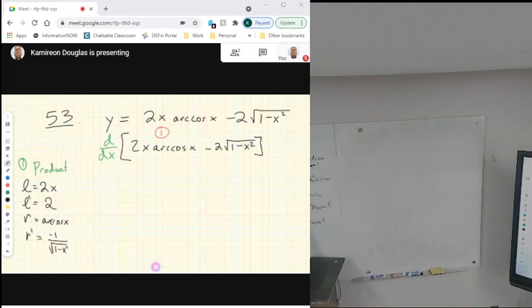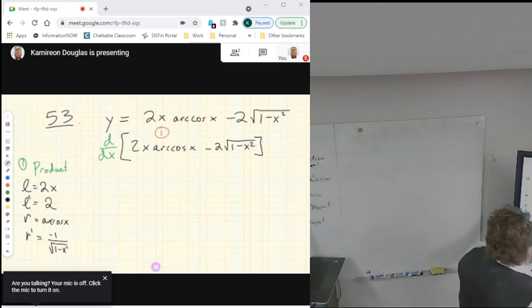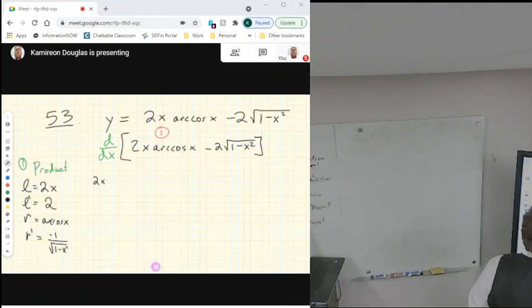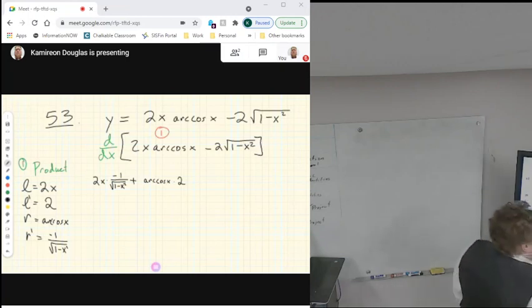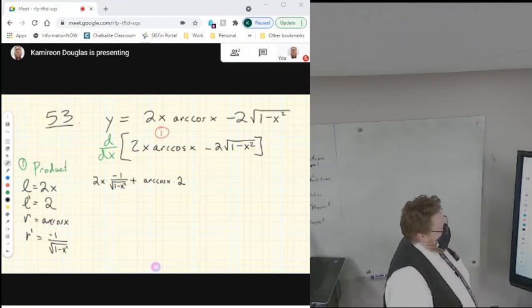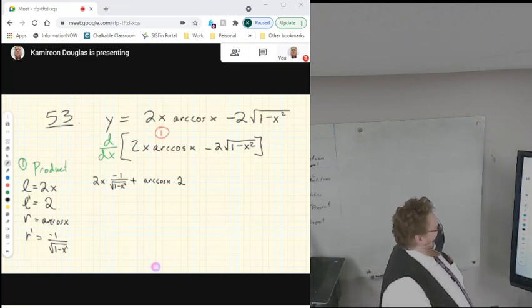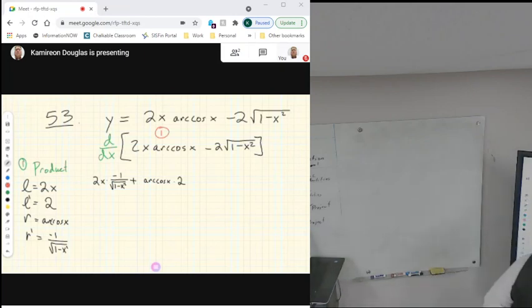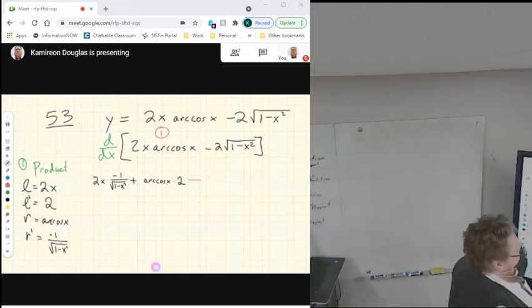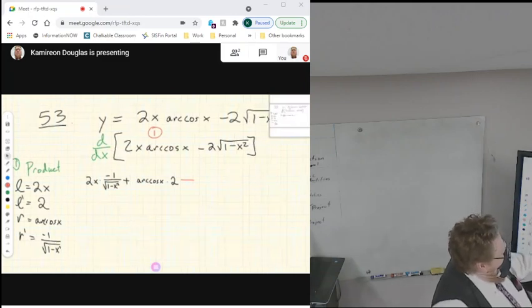Again, I'll check that later. So with those pieces, I can now successfully take the derivative. Let's talk about that first piece. First piece derivative is left 2x d right, so times negative 1 over the square root of 1 minus x squared, plus right d left. So right is arc cosine of x, d left is 2. So I end up with that as my left-hand piece. That is my derivative of part 1. Then I subtract the derivative of part 2. So go over to my right-hand piece.